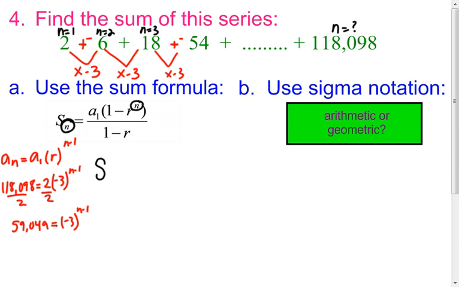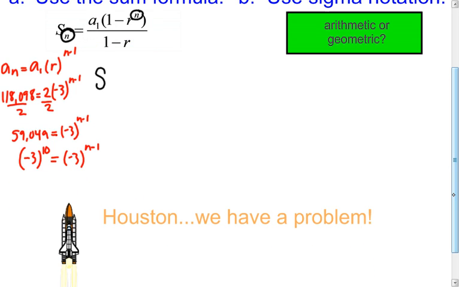And then 59,049 is a power of negative 3, and you probably don't know what it is off the bat, but you're going to have to guess. Make sure you put it in parentheses. So try putting in parentheses negative 3 to the 7th power, and see what you get. Guess until you get 59,049. If you take negative 3 to the 10th power, you will get 59,049. And this is the same as negative 3 to the n minus 1. So of course, since I have common bases, 10 will be n minus 1, and n will be 11 then.